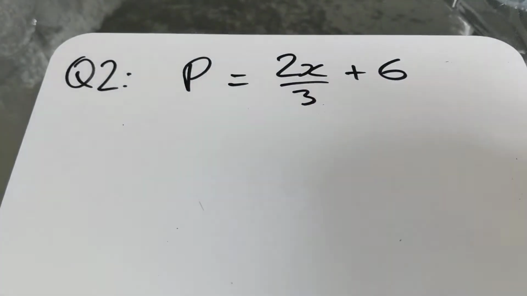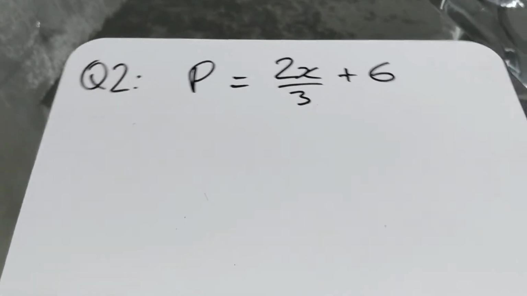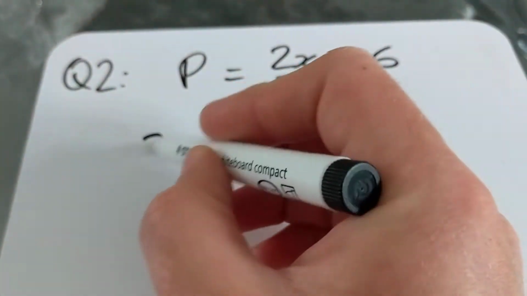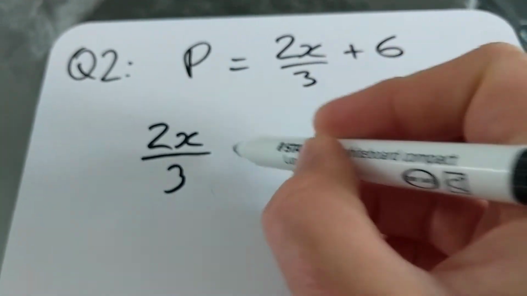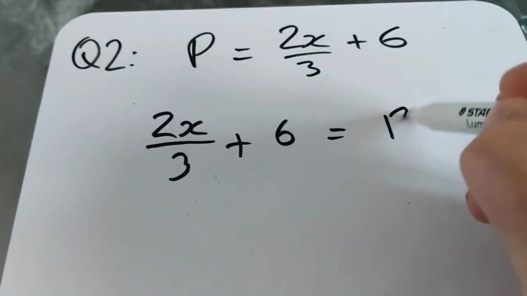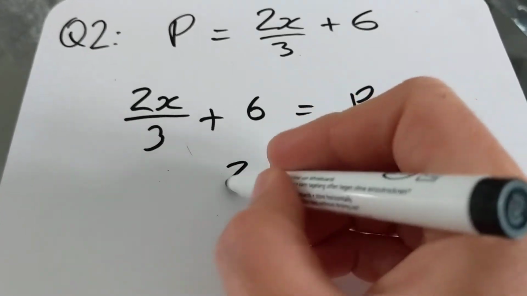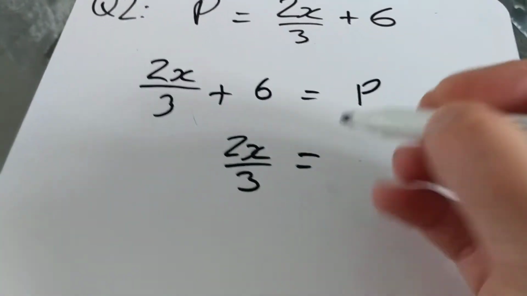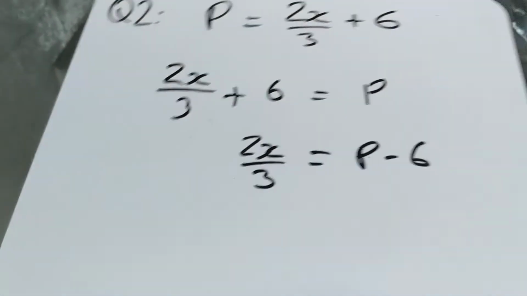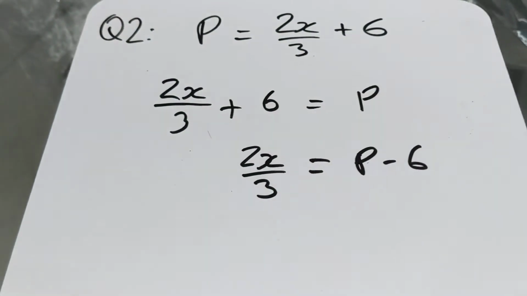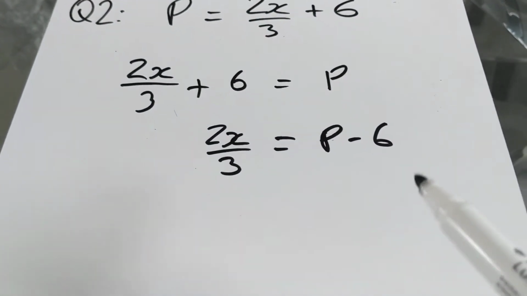Okay, question 2, you're trying to get x on its own. So you can swap this equation round so it looks like you've just switched it round. Subtract the plus 6 from both sides, so we get 2x over 3 equals p take away 6. Now if you looked at the solutions from last week's homework, a couple of you made this mistake again.